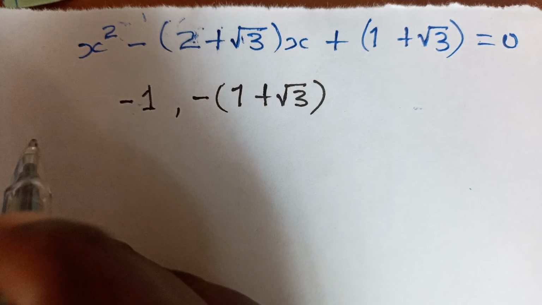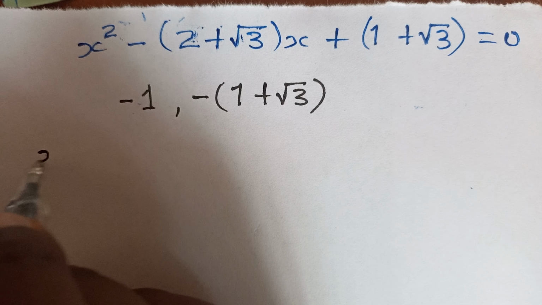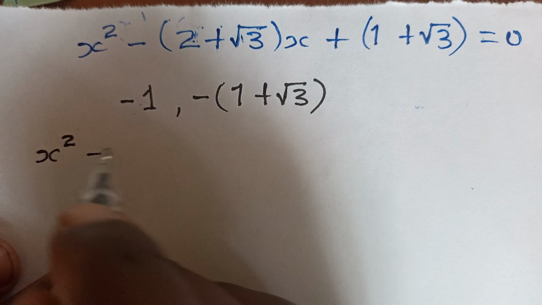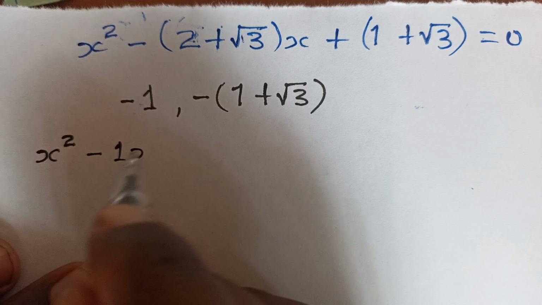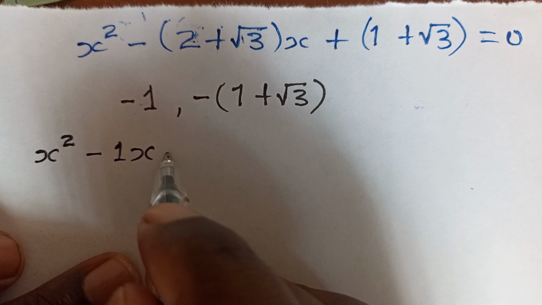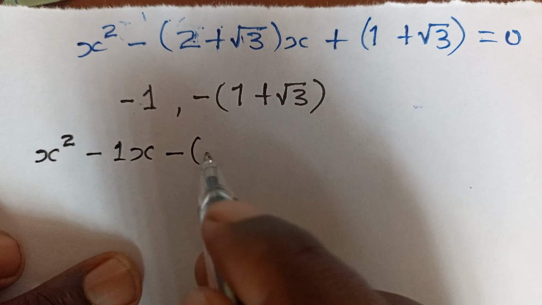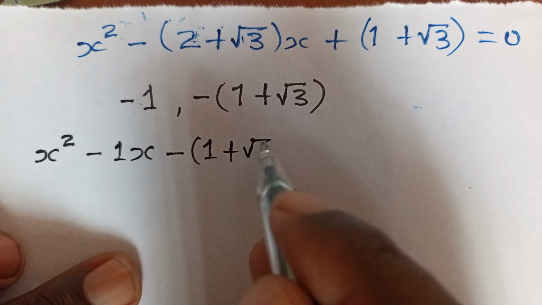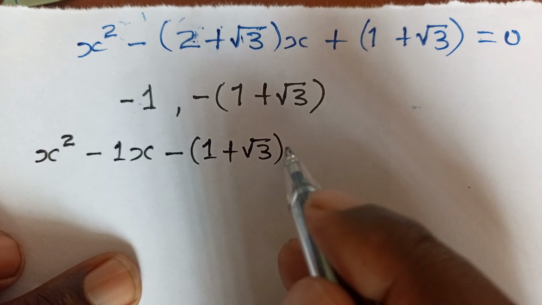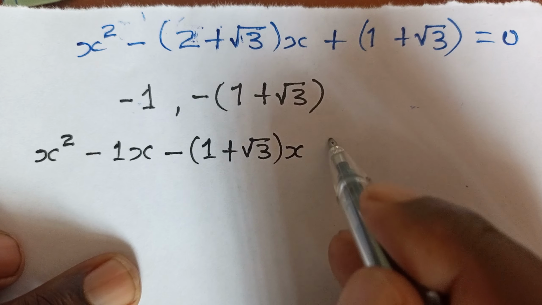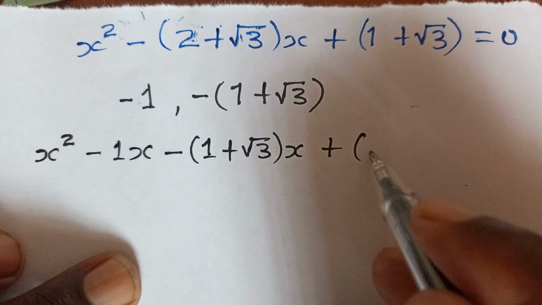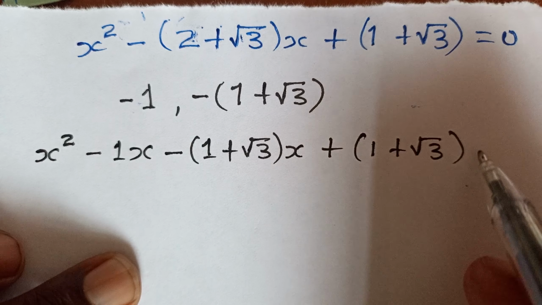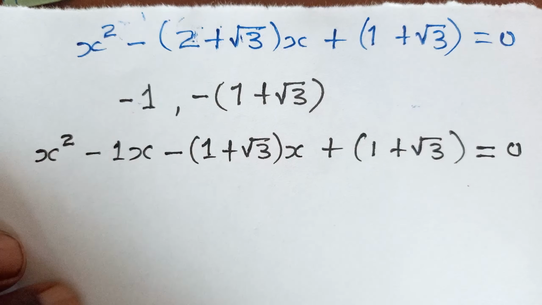So I modify this equation to be x squared minus 1x, minus (1 plus root 3) x plus (1 plus root 3). This gives us 0.